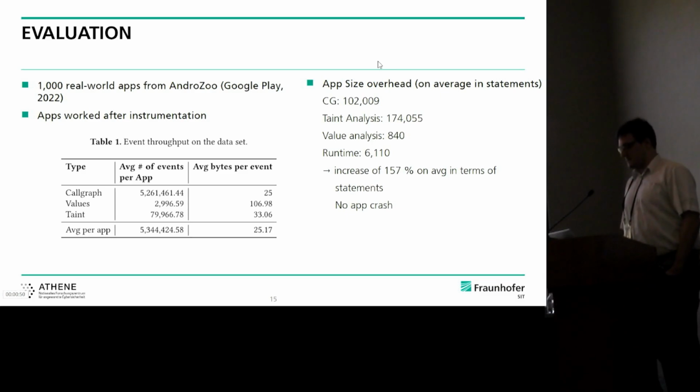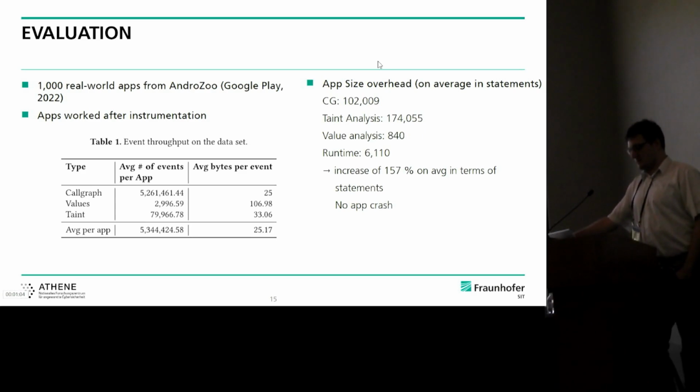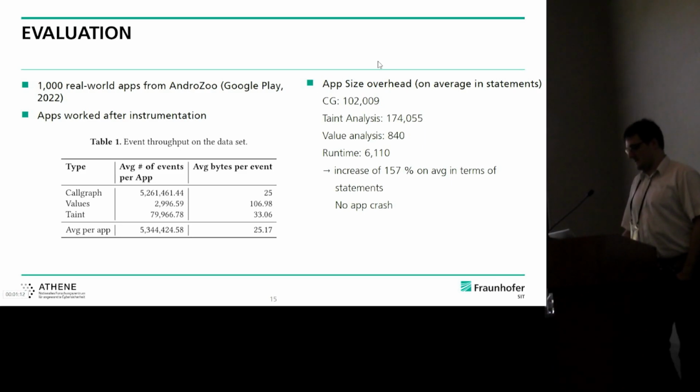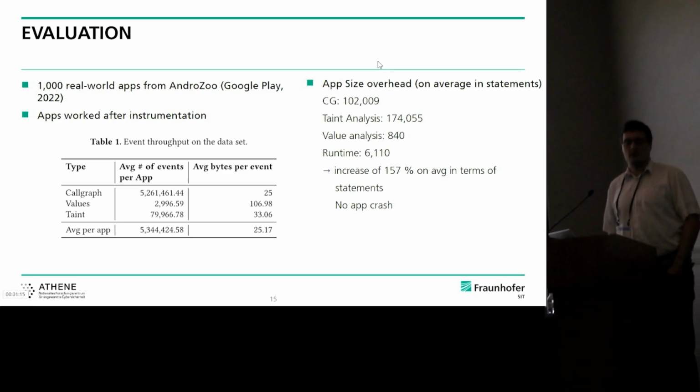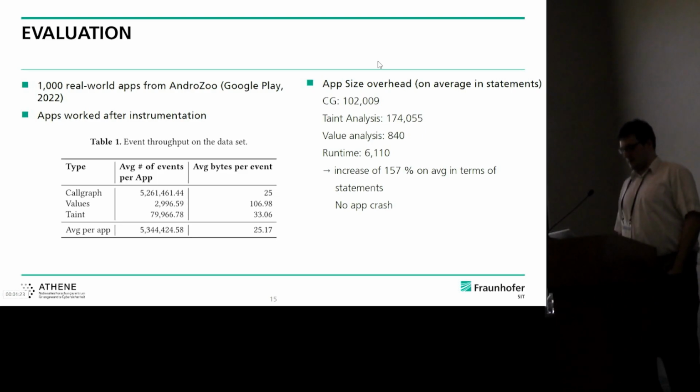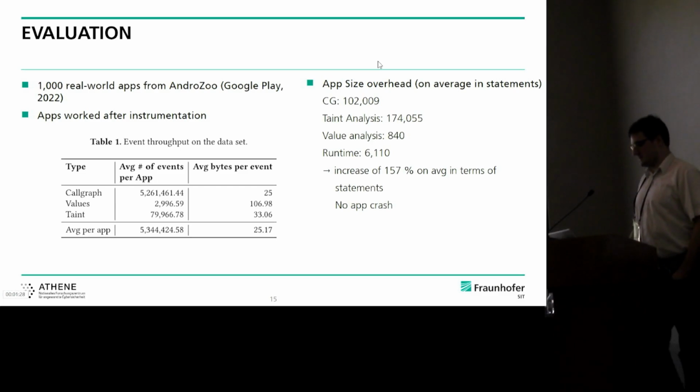Due to instrumentation, we also have, of course, an overhead because we need to insert new statements. The taint analysis does quite a few more statements per app, but it does not really lead to many events, as you can see, because we do the filtering in the app itself. So we don't send the taint events always, only in case something gets tainted. So yeah, ultimately we have a quite significant increase in terms of statements, but since no app crashed, it means that the apps might be a bit slower, but it's all right basically.